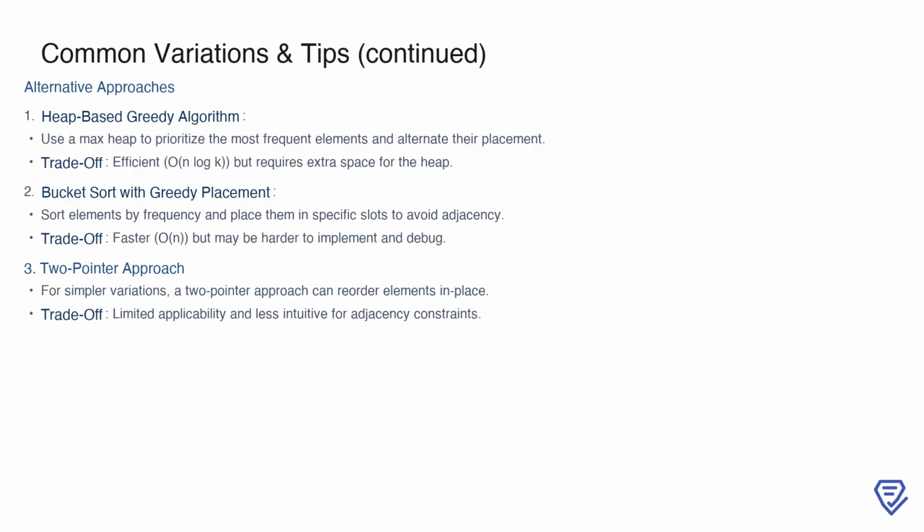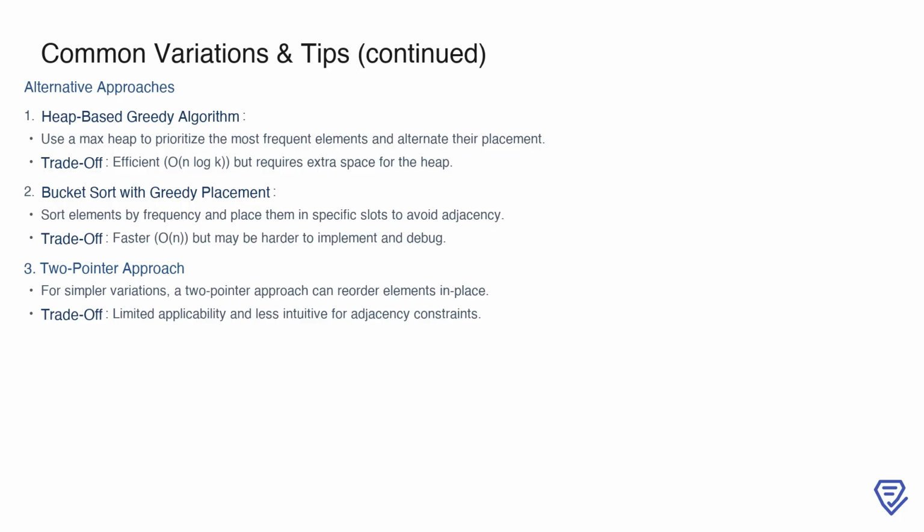One popular method is a heap-based greedy algorithm, where a max heap prioritizes the most frequent elements, and they are alternated to avoid adjacency. This approach is efficient, with a time complexity of O(n log k), but it does require additional space for the heap. Another option is bucket sort with greedy placement, where elements are sorted by frequency and strategically placed into specific slots to prevent duplicates.